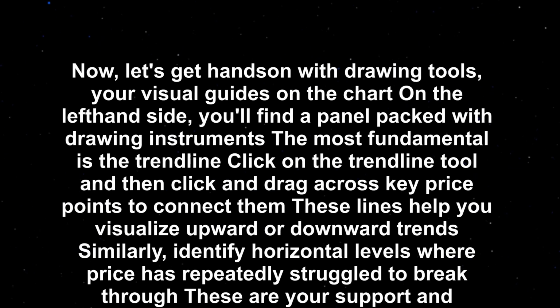Now, let's get into drawing tools, your visual guides on the chart. On the left-hand side, you'll find a panel packed with drawing instruments. The most fundamental is the Trendline. Click on the Trendline tool, and then click and drag across key price points to connect them. These lines help you visualize upward or downward trends.